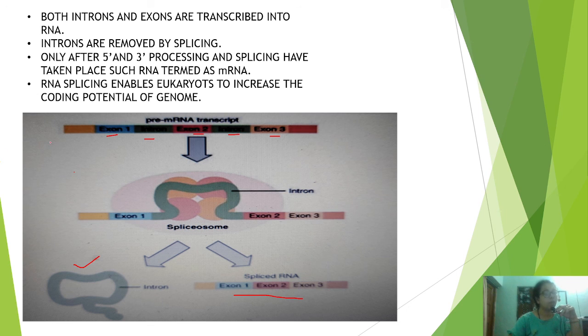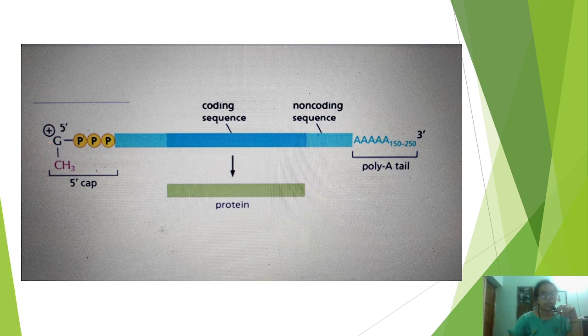This is the overall process of how splicing takes place. Now we will be dealing with the types of splicing. Before that, let's understand what happens first: 5' capping will take place. We discussed this in the last part. This is the coding sequence, which is the exon part, and this is the non-coding sequence, the intron part, and this is the poly A sequence.